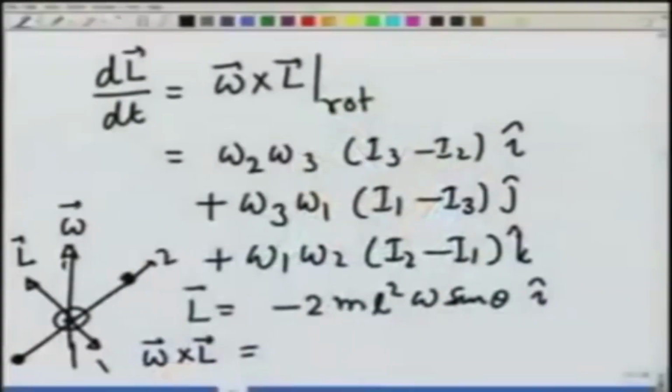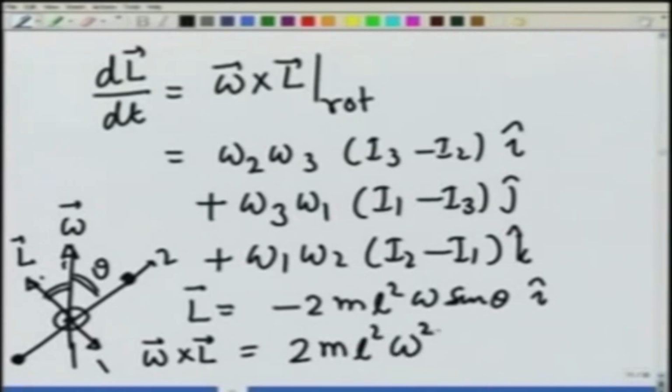So, omega cross L, with omega this way, would come out in direction 3 and its magnitude is going to be the magnitude of omega times the magnitude of L times the sine of this angle. This is theta, this is 90 minus theta, so the sine of this angle is going to be cosine theta. You will see this comes out to be 2mL square omega square sine theta cosine theta in the direction k.